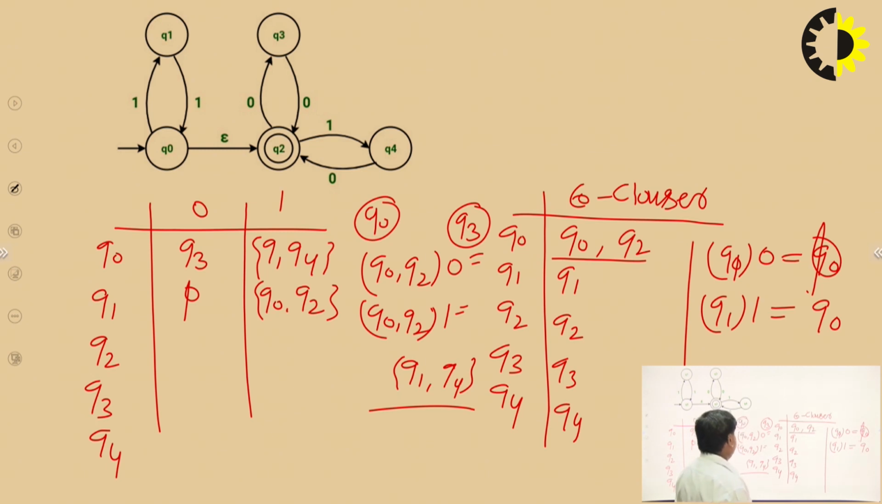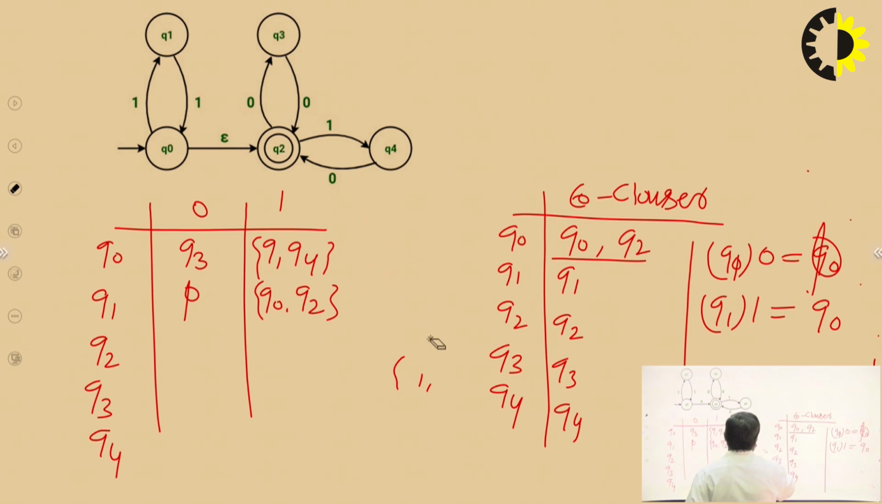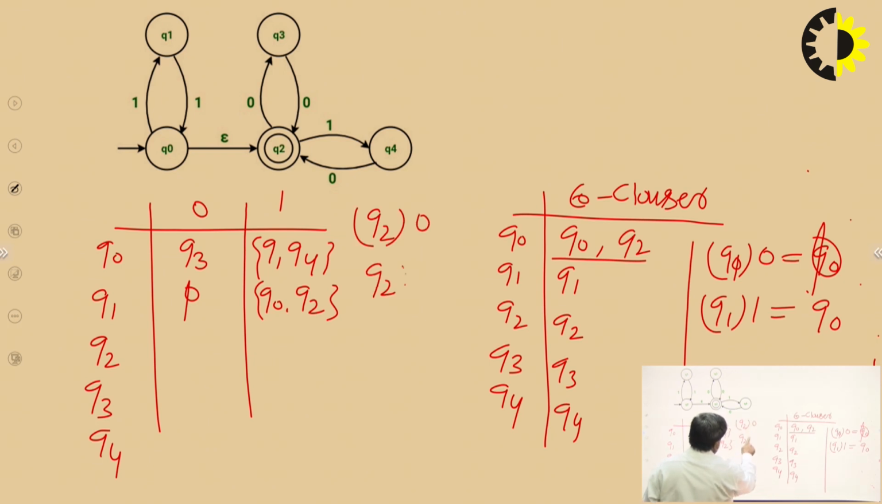Similarly we go for the state Q2. Next we find the transition of Q2. It means we check the Q2 on 0 transition and Q2 on 1 transition. Q2 on 0 is Q3. Now here is only Q3, and Q2 on 1 is Q4, and here is Q4.